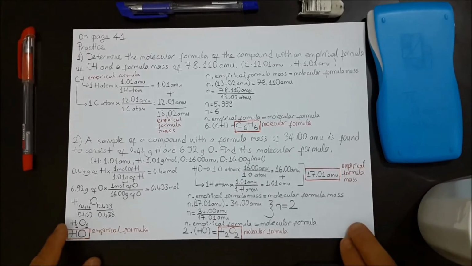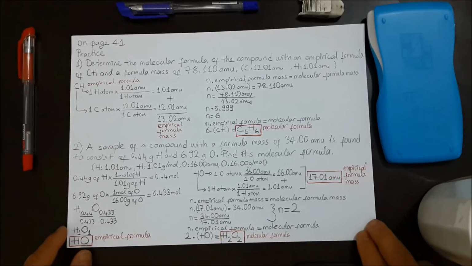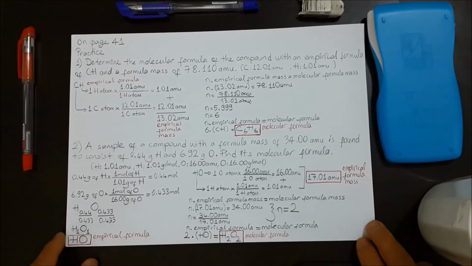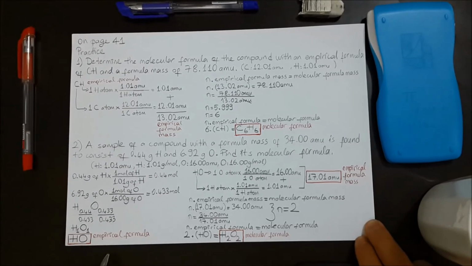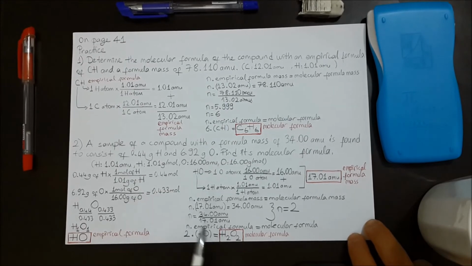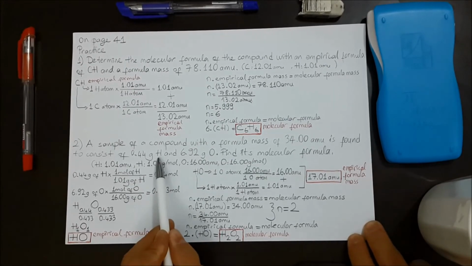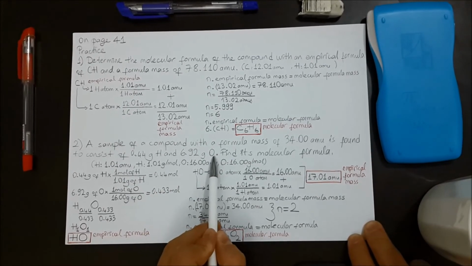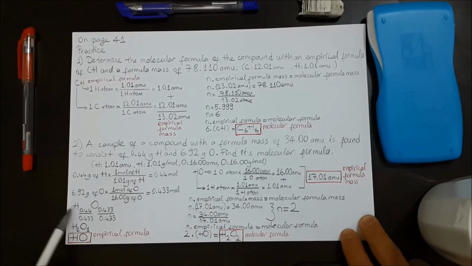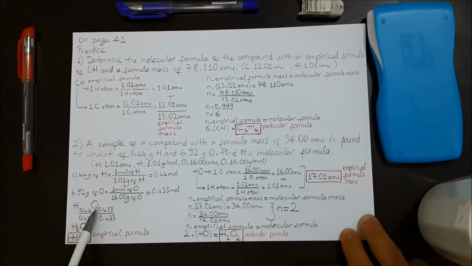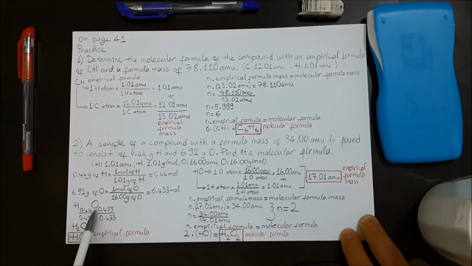And also here I must mention that the order of the elements used to find the empirical formula depends on the question. In the question, which element is given firstly? Hydrogen. Secondly, oxygen. So my empirical formula must start with hydrogen and end with oxygen.